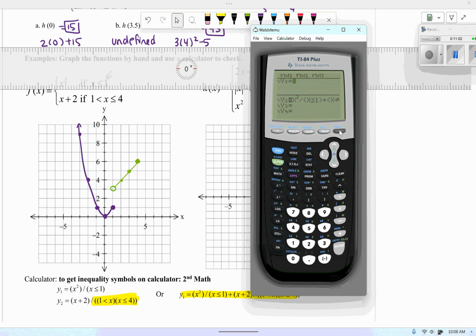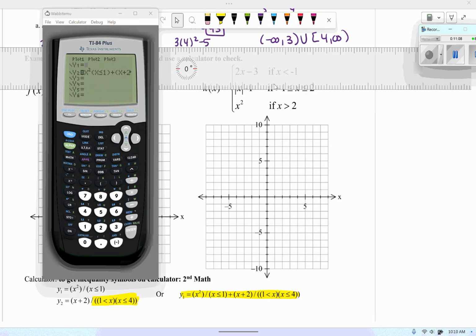So if I hit graph, it should give me the same equation. Oh, hold on. All right, so for this one, I had to play around with it a little bit. You actually don't use the division symbols when you put it all together for the second way. So notice I took out the division symbols here. So it's just x squared and then parentheses with the restriction plus x plus 2, and again, no division symbol. So when you do it this way and hit graph, you get your equation.